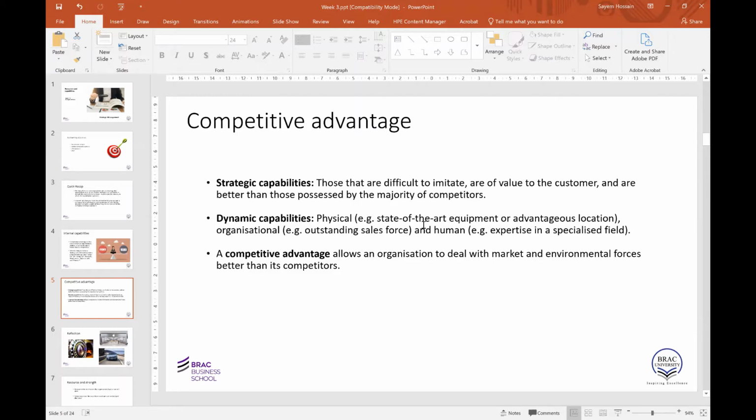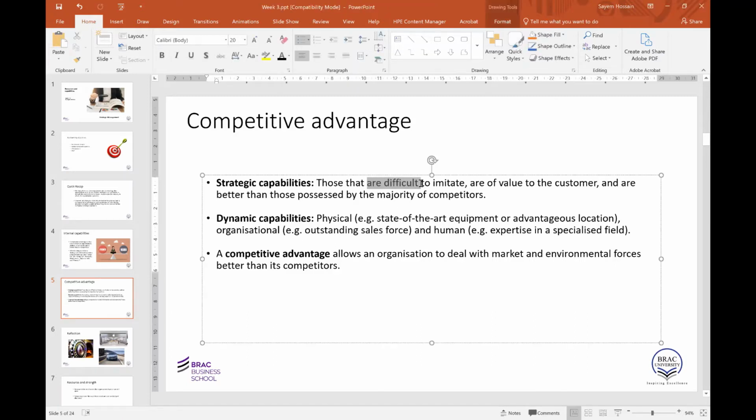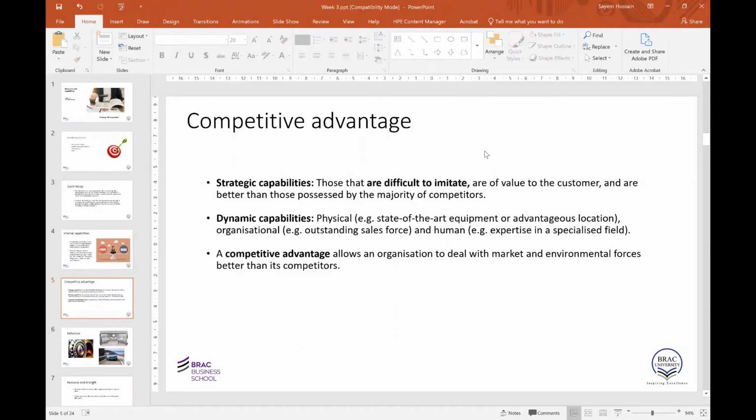Those that are difficult to imitate are of value to the customer and are better than those possessed by the majority of the competitors. Okay, so this is what strategic capabilities is. Now, again, I want to reflect here. Probably I'll just make it bold: those that are difficult to imitate.